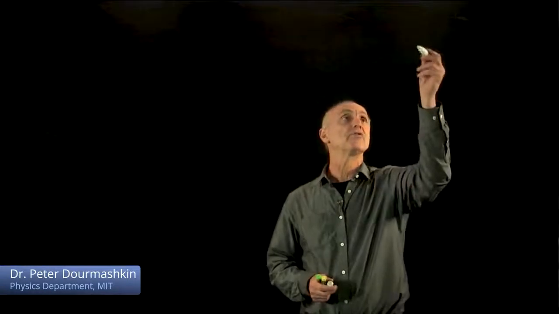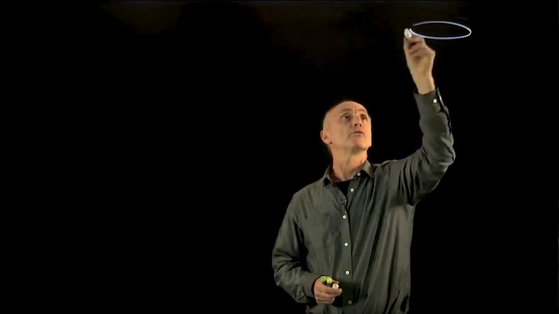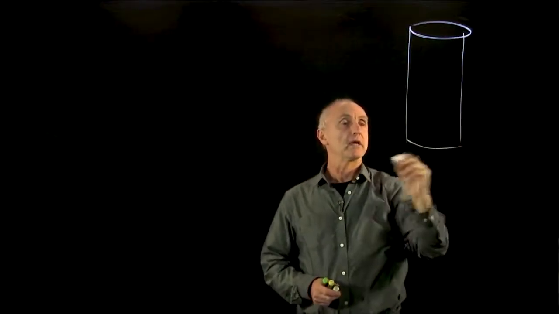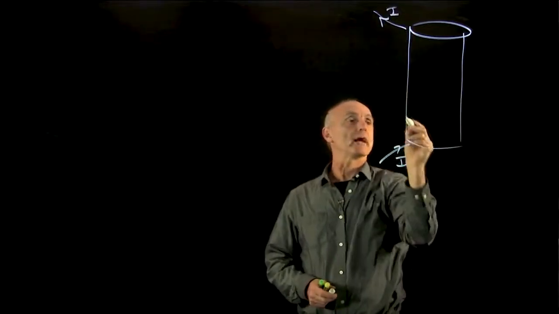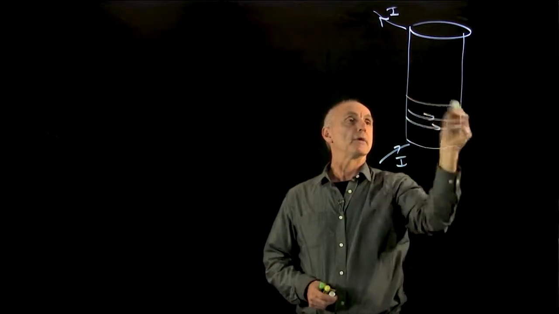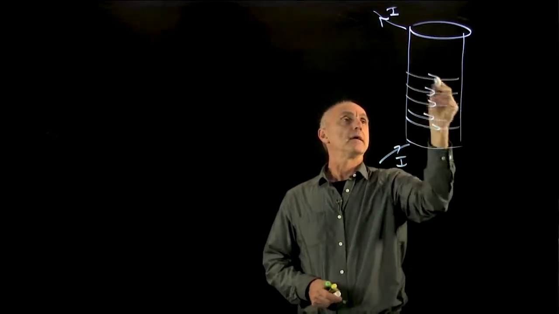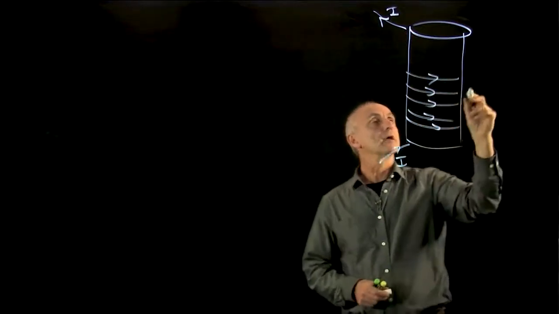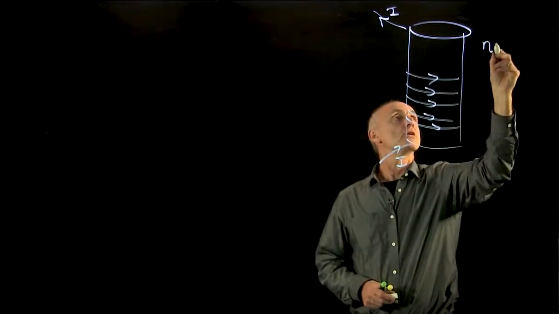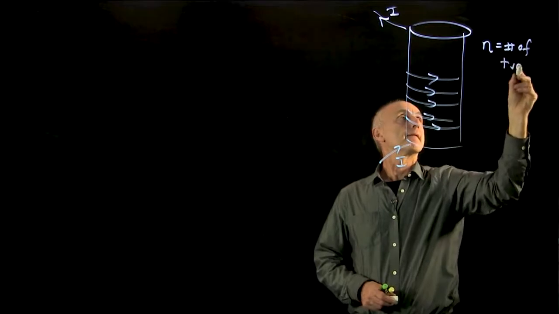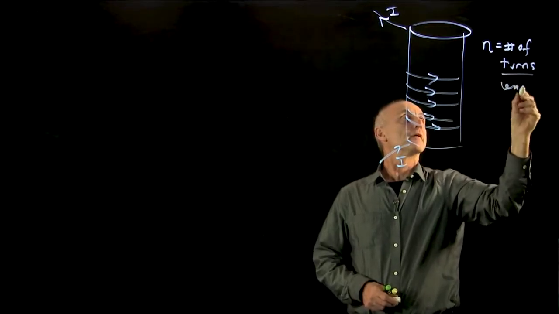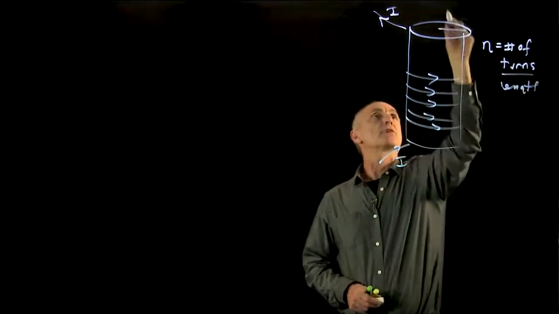Let's now calculate the self-inductance of a few cases. The first case will be a very long solenoid. So again, we have a current I coming into the solenoid, a current going out. It's wrapping around. And we have n, so that's the number of turns per unit length. And let's make this a radius r.